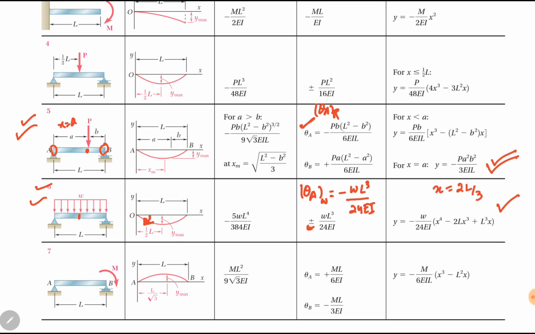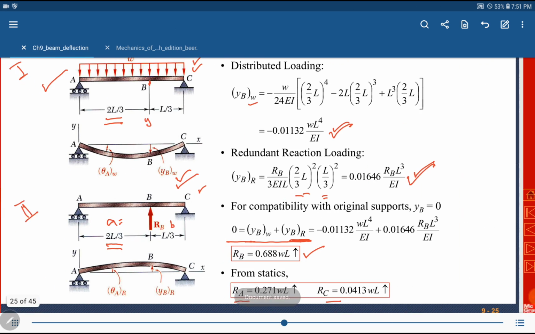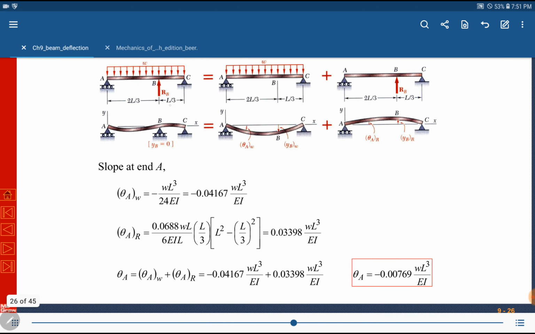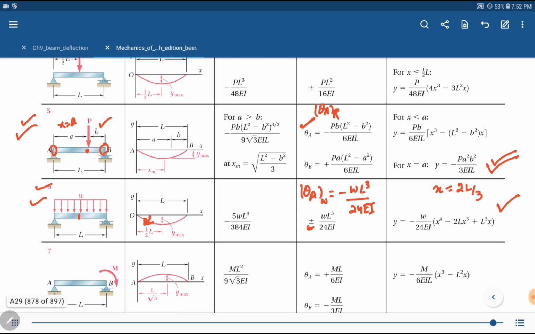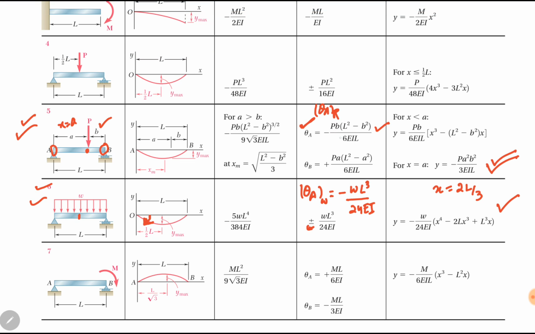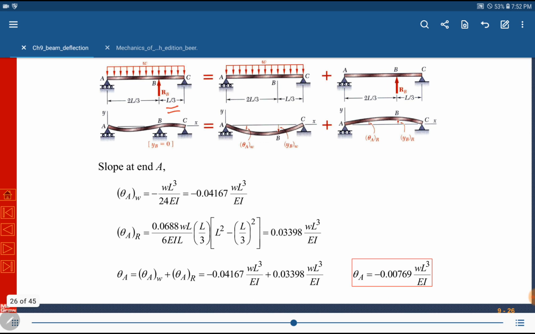in this case B, what is B? This B is L by 3. Put B equal to L by 3 in this expression and P equal to RB. L is same, E and I are same, so we can calculate theta A as well. So theta A under load W, theta A under load R.